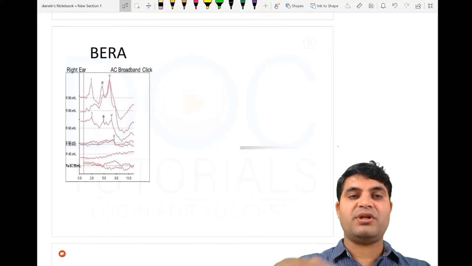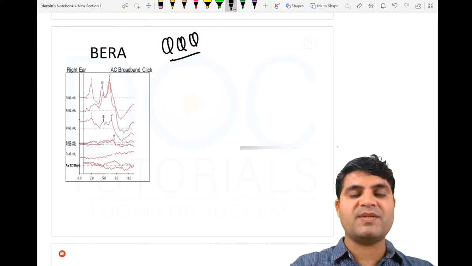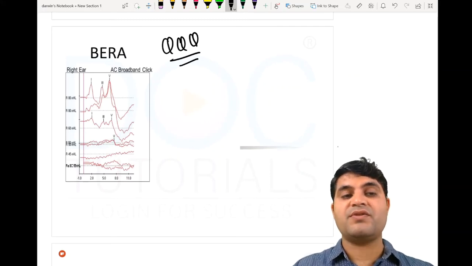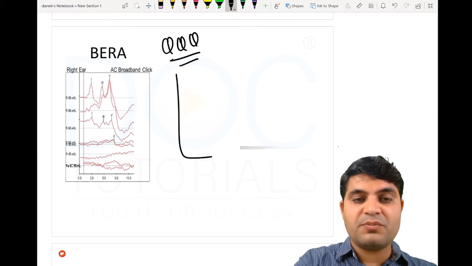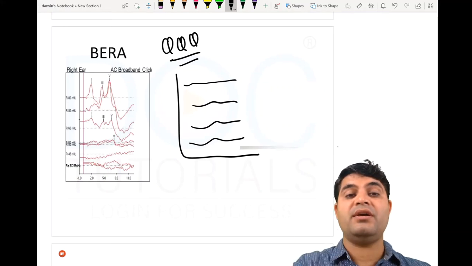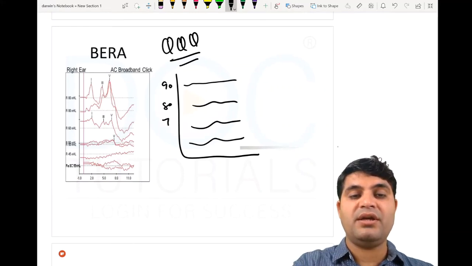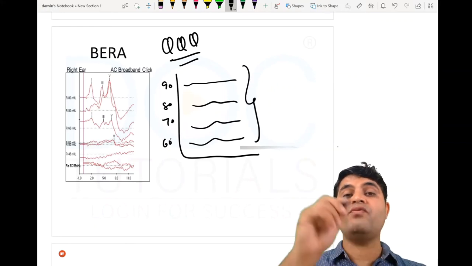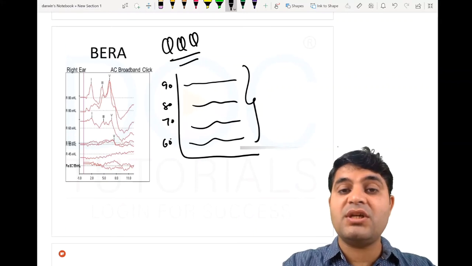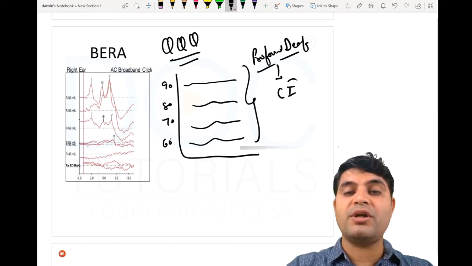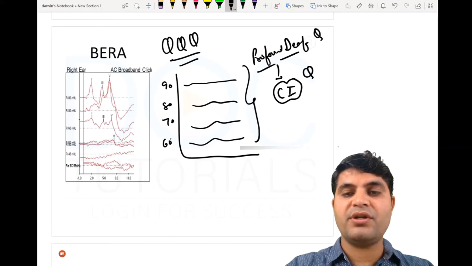Yes, this picture is very important. I expect these sort of questions in your exams. Somebody can give you this picture and ask, what is this in the following picture? Or somebody can give you this picture with waveforms like this, that means an isoelectric line at 90 decibel, at 80, at 70, at 60. What is the diagnosis when you have an isoelectric line, no waveform generation? That means the patient is profoundly deaf. What is the surgery which you do? You do cochlear implant.